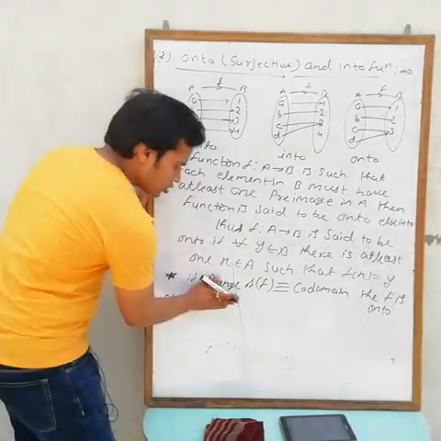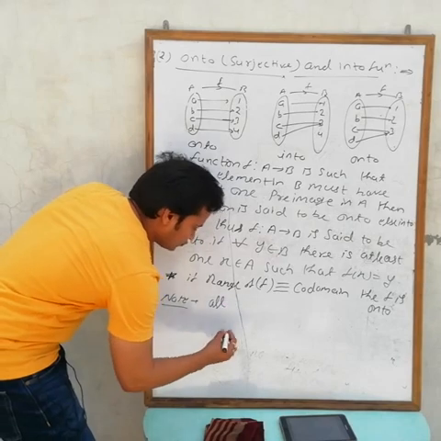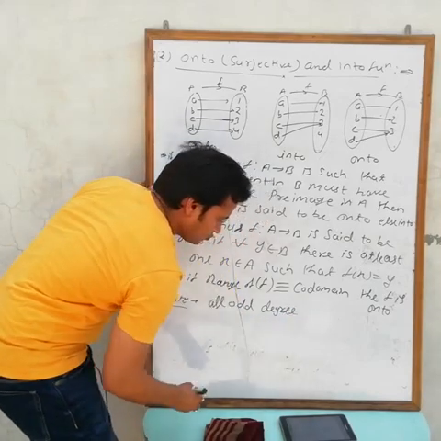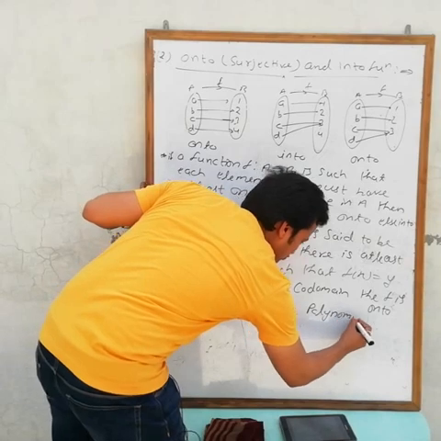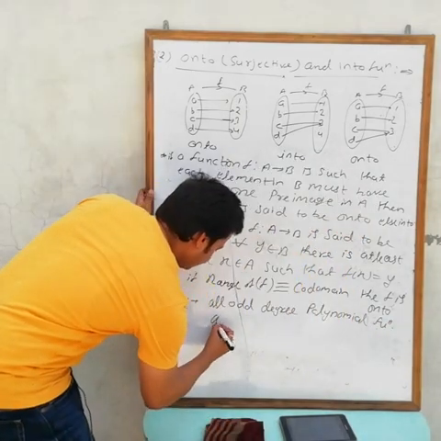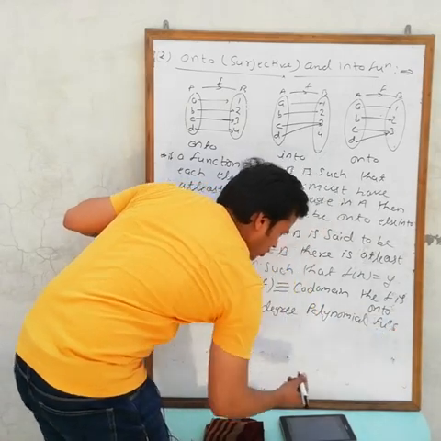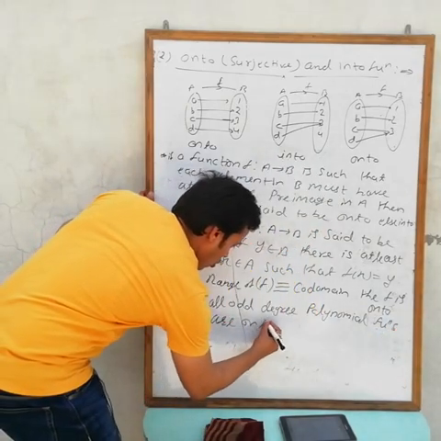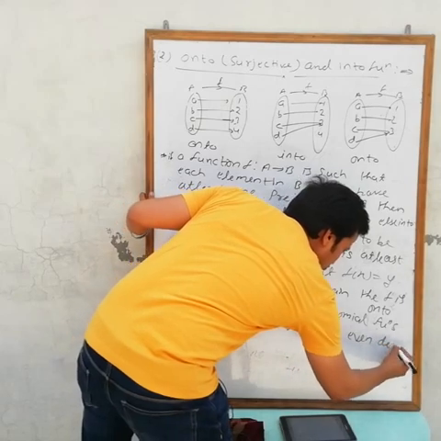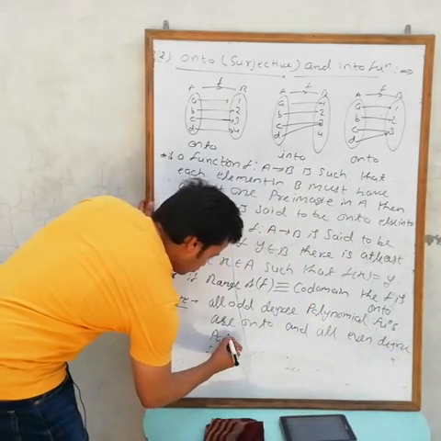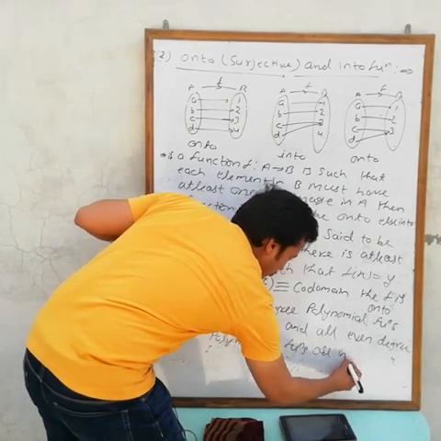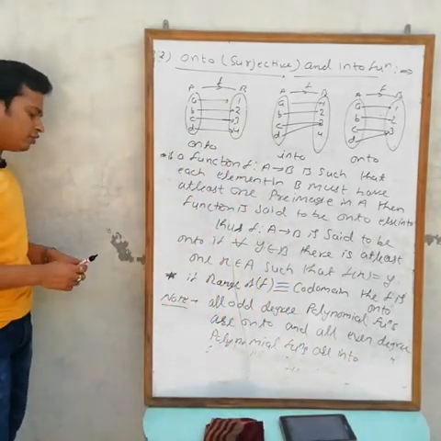Okay. So all odd degree polynomial functions are onto, and all even degree polynomial functions are into. Okay. If a polynomial function is given, then just check the degree.